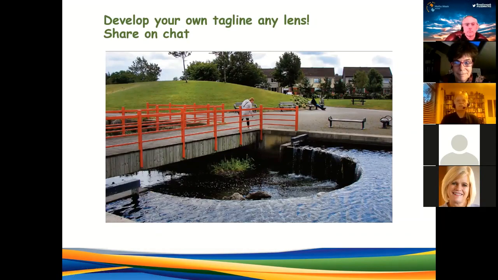One last one. So, a nice bridge in Tala. Again, any tagline you want, any lens, and share it on the chat.